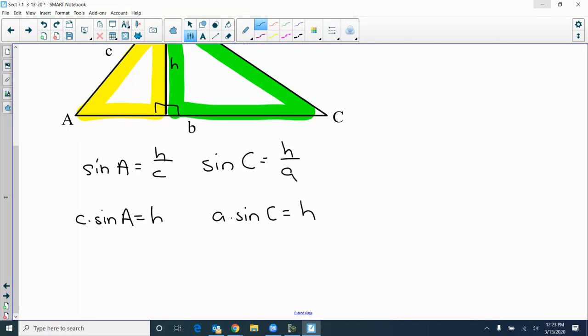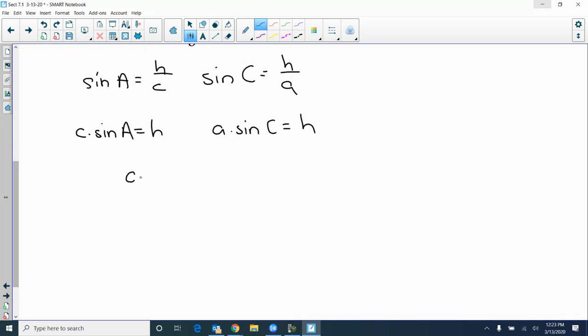Well, you don't see any H in the law of cosines or law of sines, do you? Well, what can we do? They both equal H, so set them equal to each other. You can view it as substitution or just setting them equal to each other. So I've got C times the sine of A equals A times the sine of C.